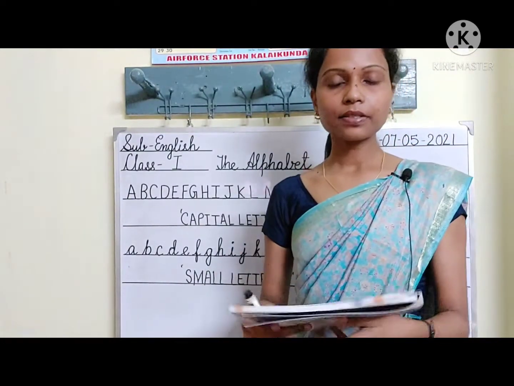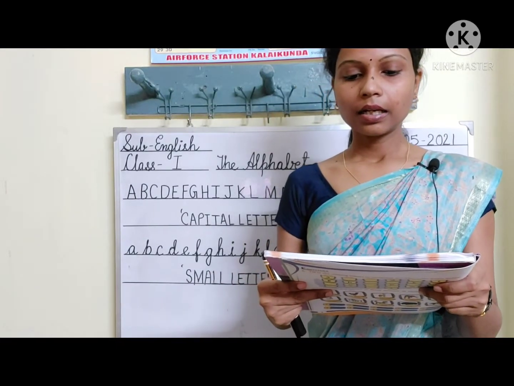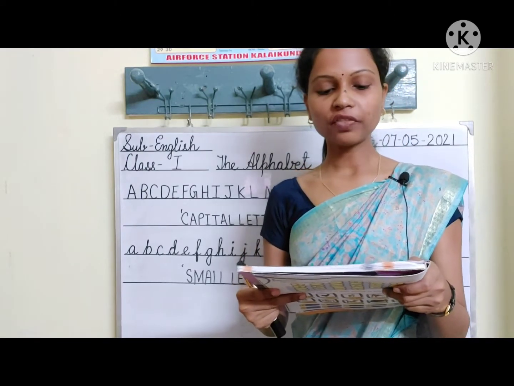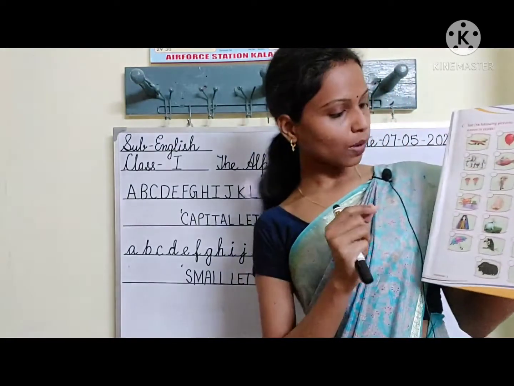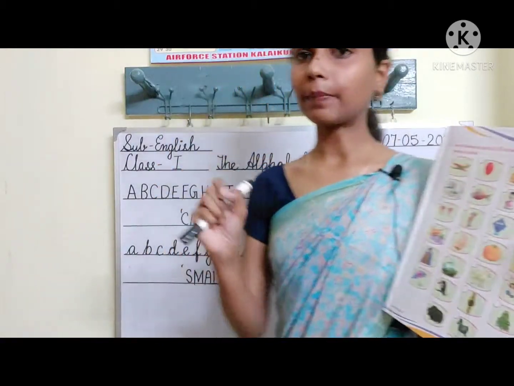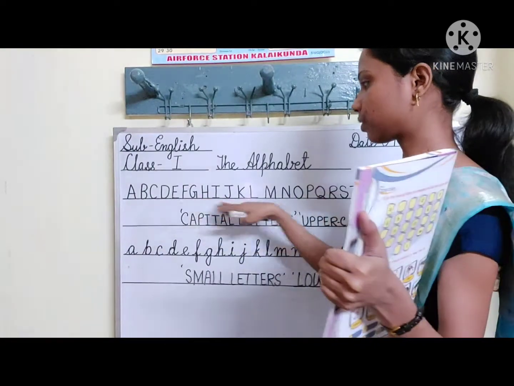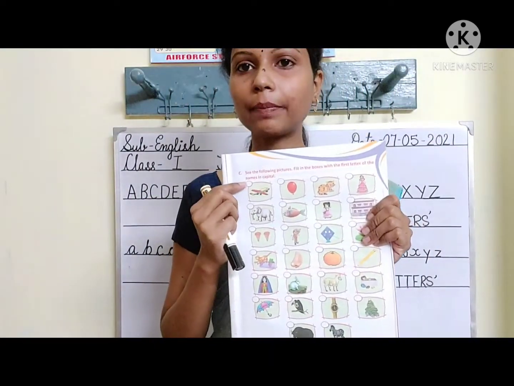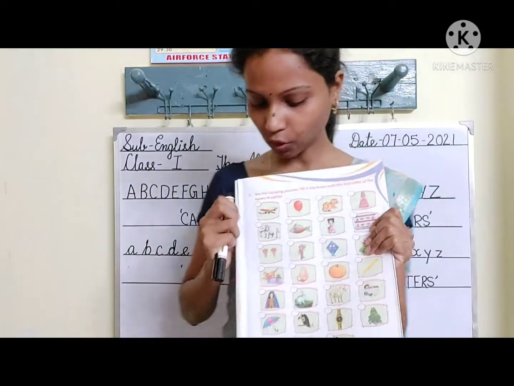Now let's read the question. See the following pictures. Fill in the boxes with the first letter of the names in capital. So what you have to write? You have to write down A to Z in capital letters. Capital letter means you have to write down the capital letter. So you will write capital letter A over here.